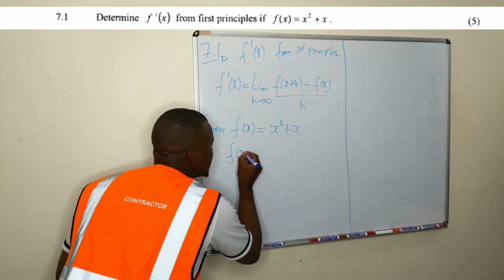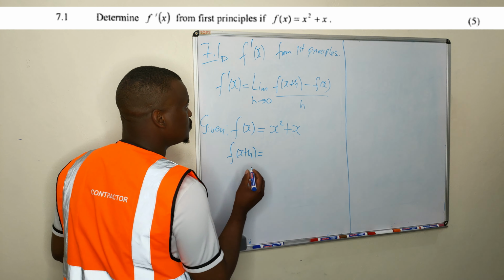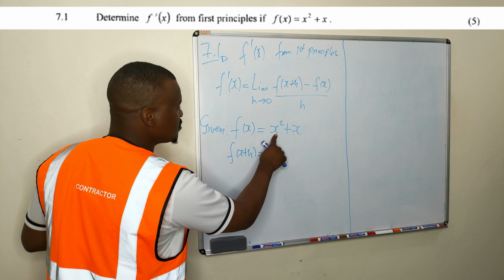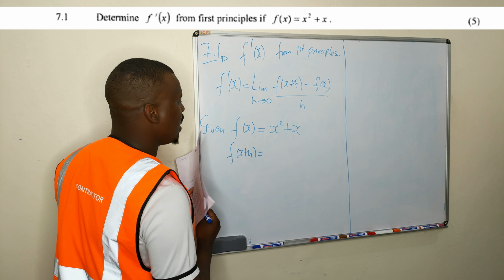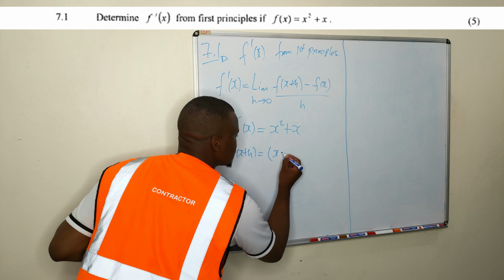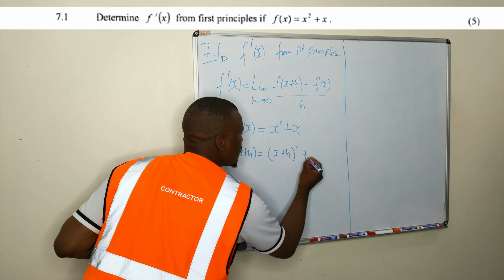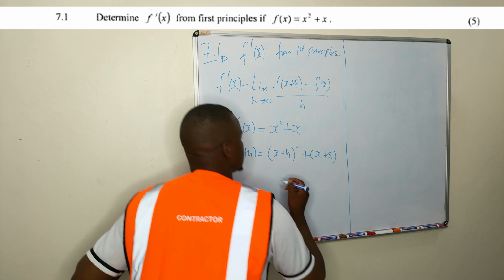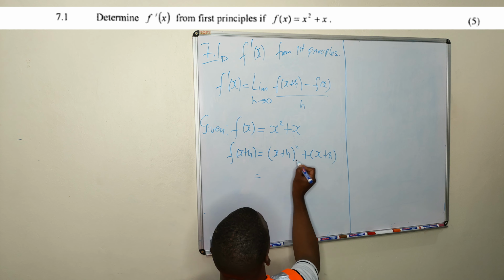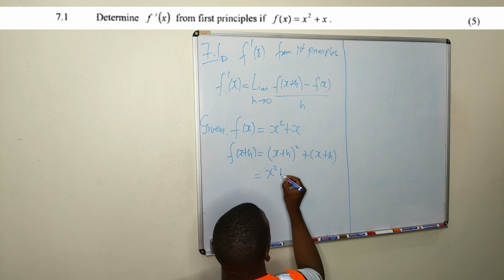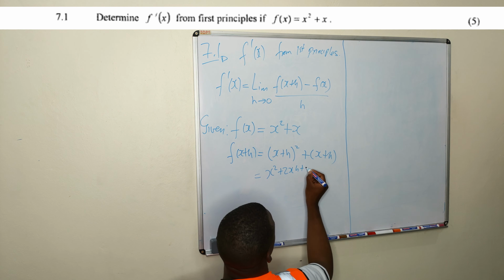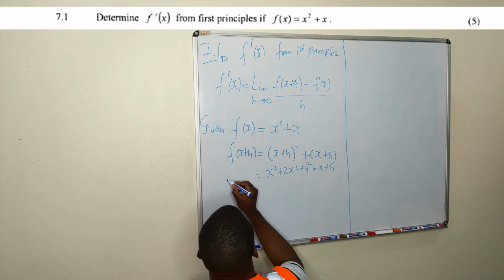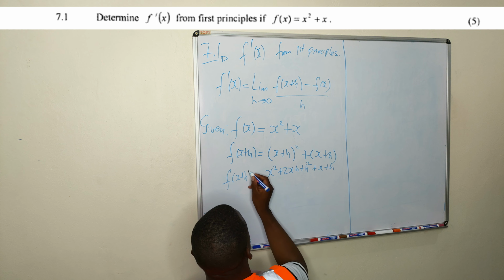So f of x plus h is equal to, which means, when you see your x in f, you put x plus h, which means here we have x plus h all squared plus x plus h. This is it. Then you simplify this, expand this. This is x squared plus 2xh plus h squared plus x plus h. So this is f of x plus h.